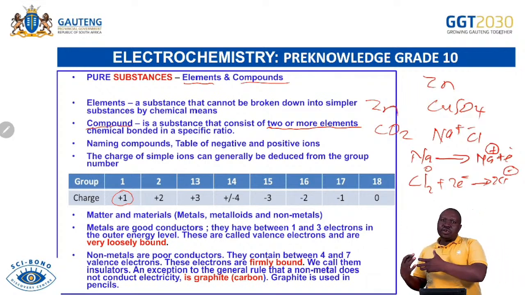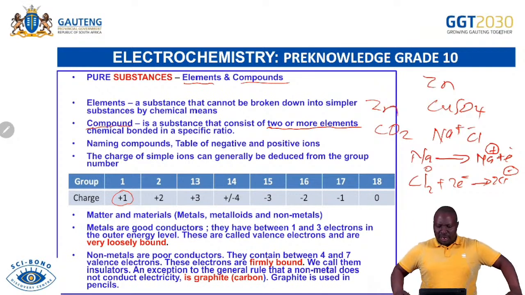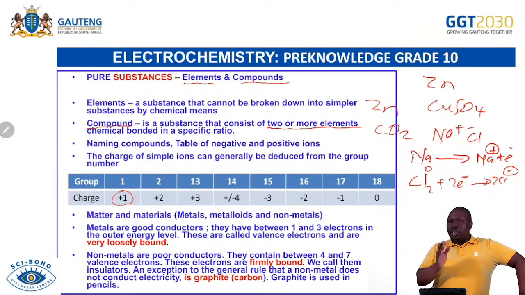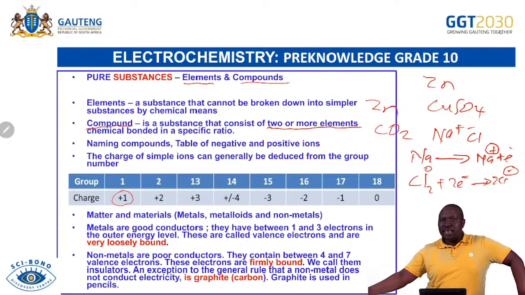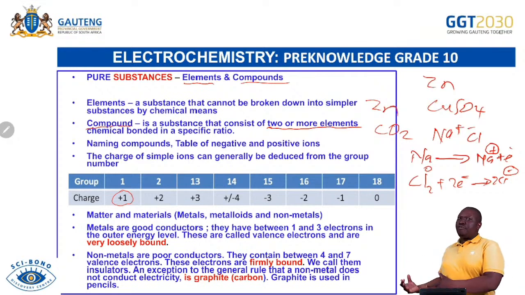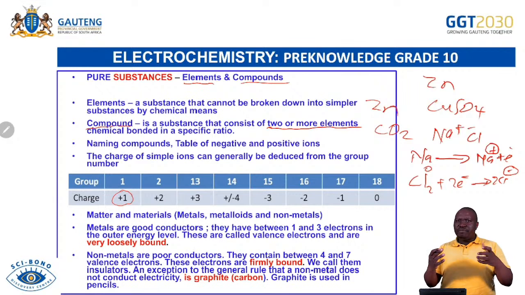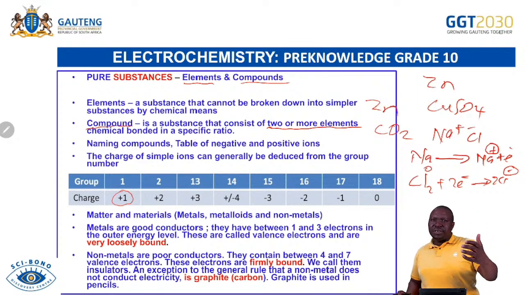So when you gain electrons, you become negatively charged. When you lose electrons, you become positively charged. So you have to understand that all the time, when you see a positive, you know that there was a loss of electrons. When you see a negative, there was a gaining of electrons. Remember, the electrons are negatively charged. So when you see a negative, you know there was gaining of electrons. When you see a positive charge, there was a loss of electrons.